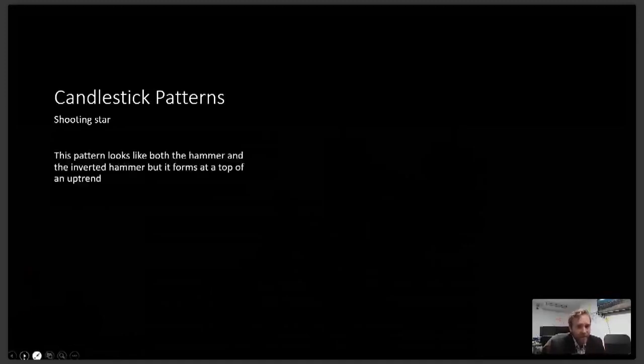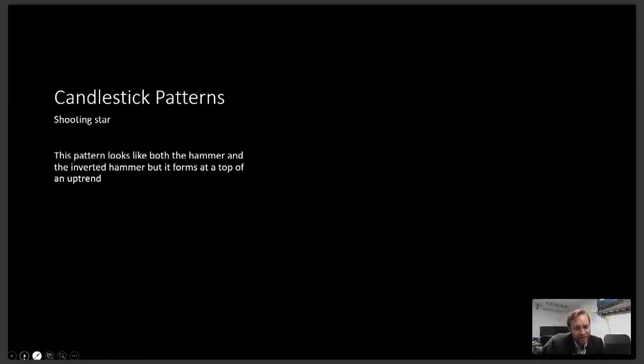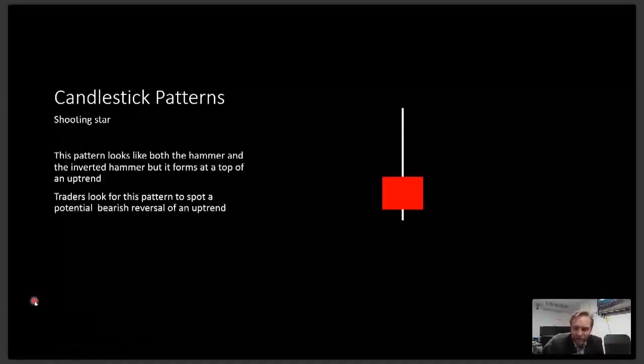This pattern looks like both the hammer and inverted hammer, but it forms, like I say, at the top of an uptrend. It looks like this. Wow, like a falling star. Again, traders look for this pattern to spot potential bearish reversals of an uptrend.